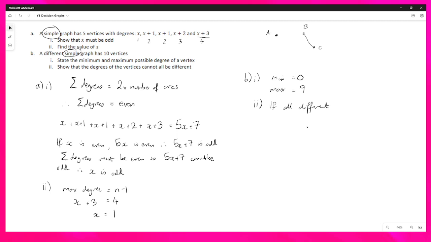Okay, then the degrees must be unique, so 0, 1, 2, and then all the way up to 9. So we have 10 vertices, all of the degrees must be different. We know it's simple, so the maximum degree has to be 9. So the degrees must have each one of these numbers.